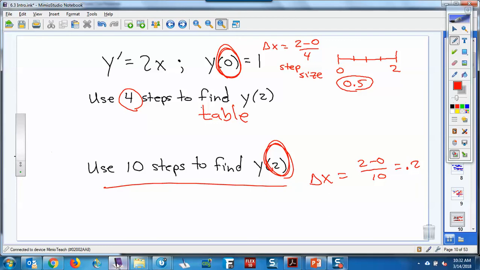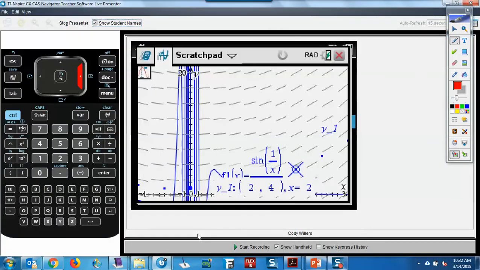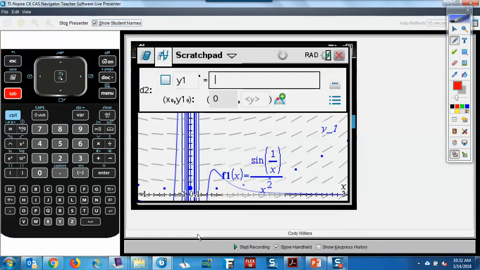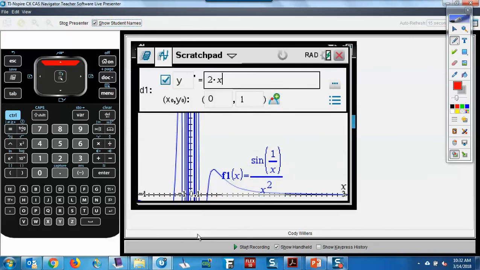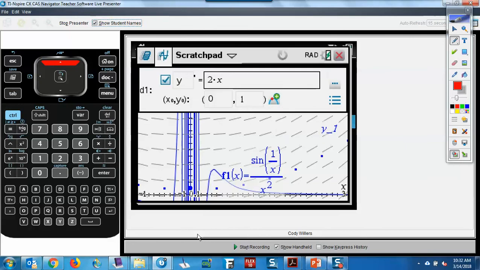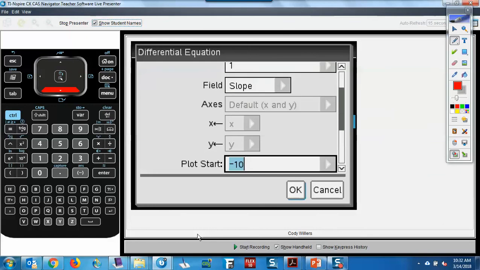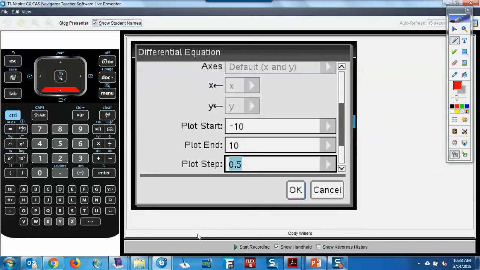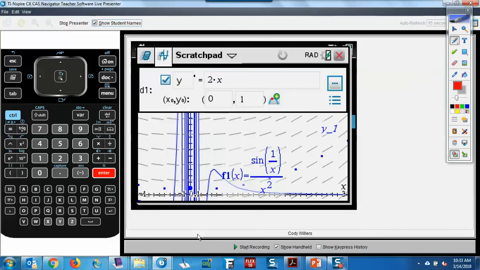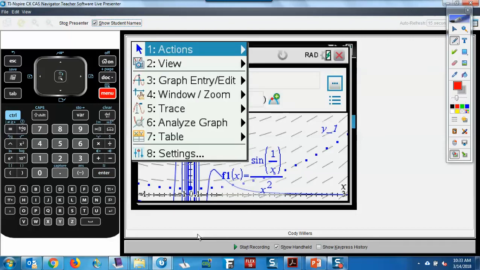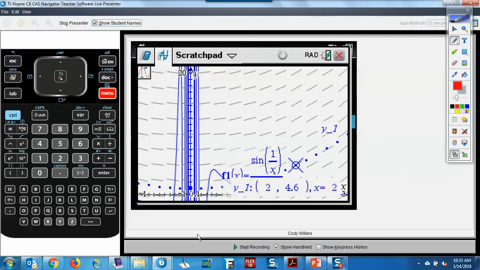So let's go back to our calculator. So this is how you would use your calculator. So you would tab, you would go up there to the 3 dots. We're going to change our step size to 0.2. Hit enter. We're going to trace. And you could go right to 2 if you want, or you could start back at 0, whatever.